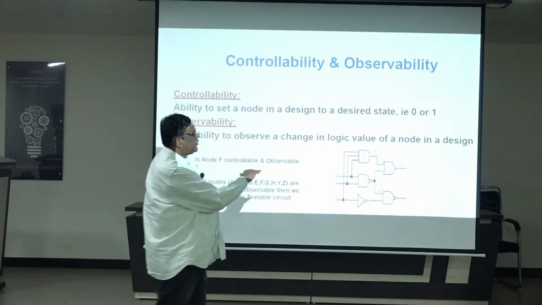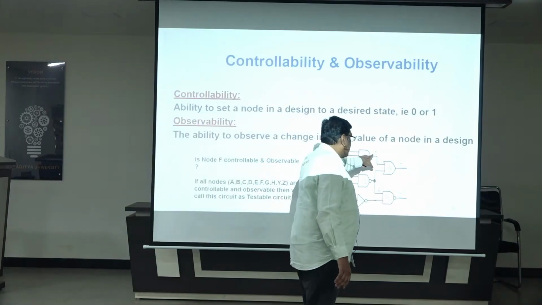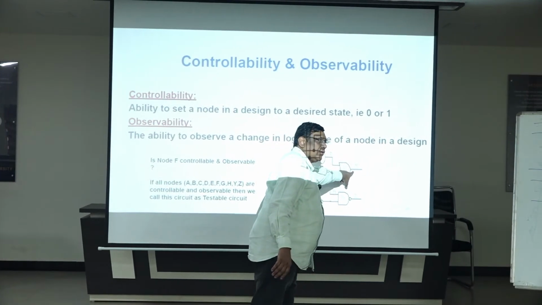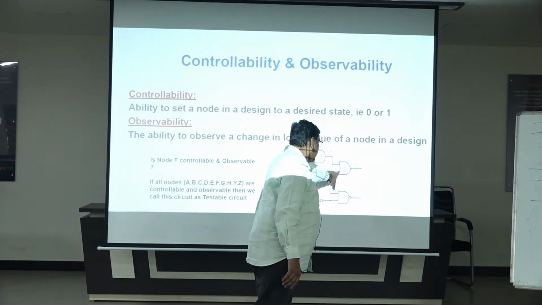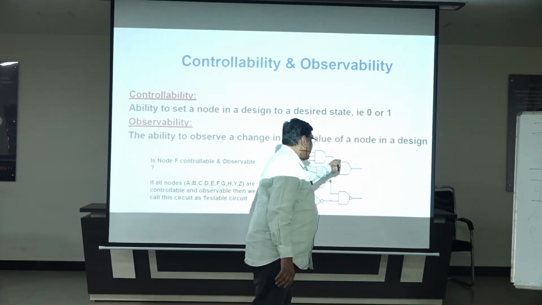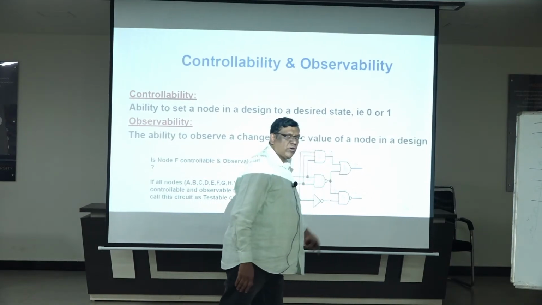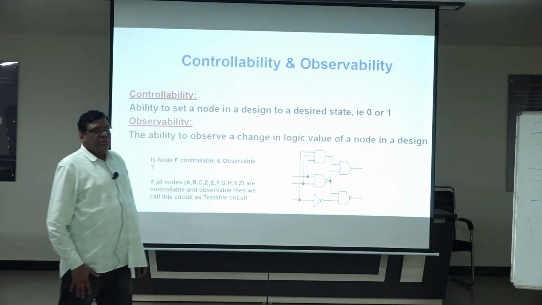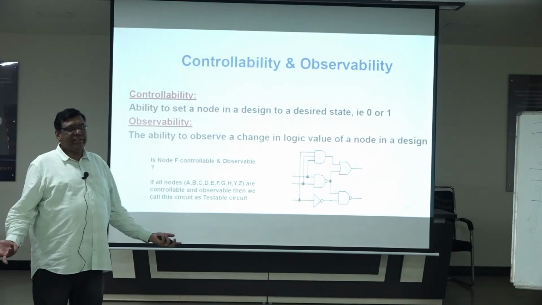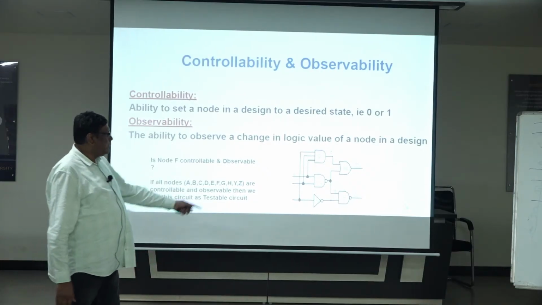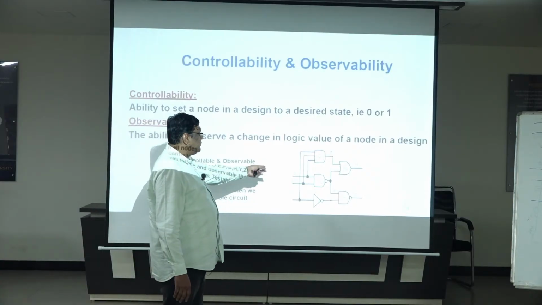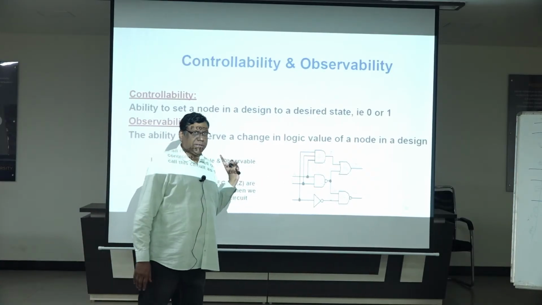So observability: the F value, whatever you forced, can it be observed here or not? Can you observe it? For the OR gate to transmit the 1 to the output, what should the other value of the OR gate be? It can be X, any value. So A and B can be any value so that we can transmit it.